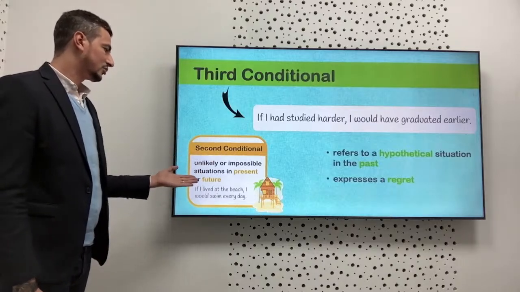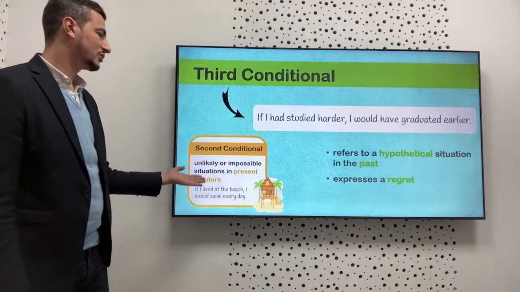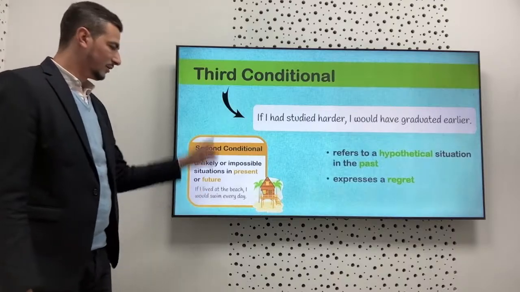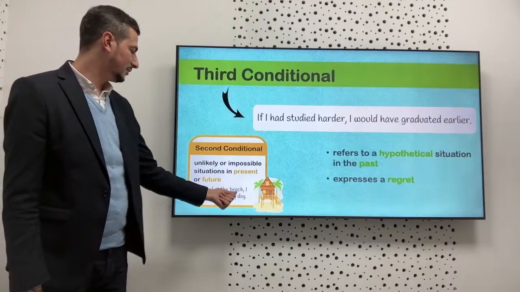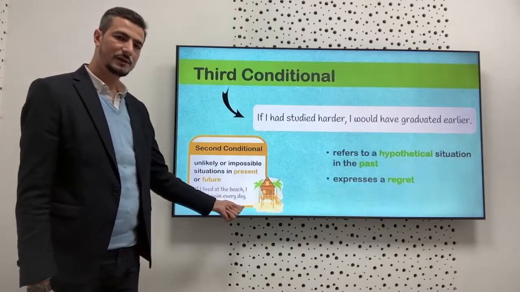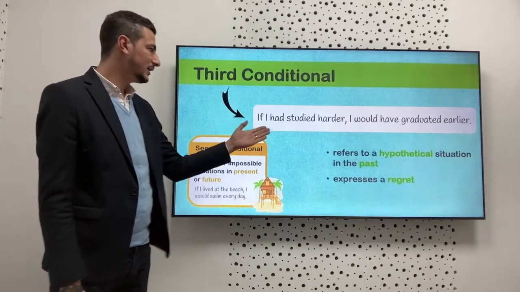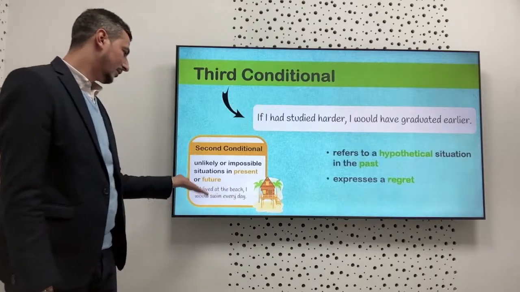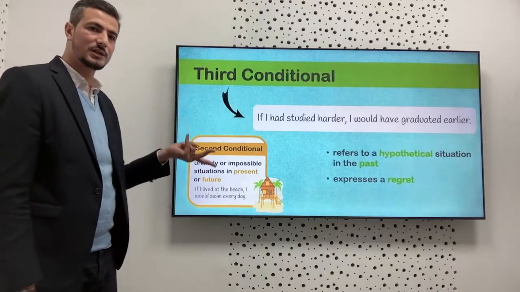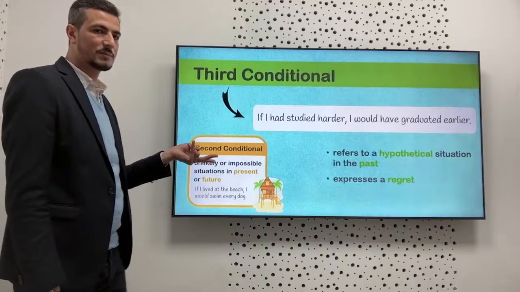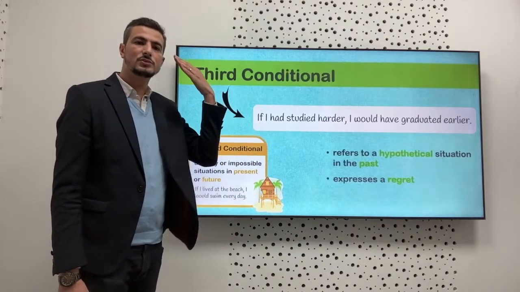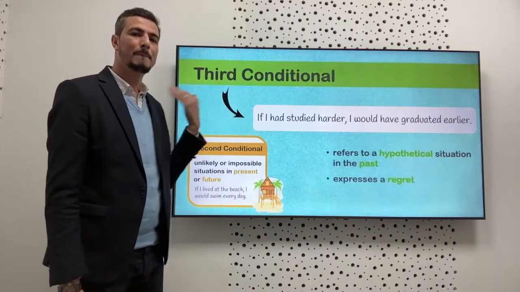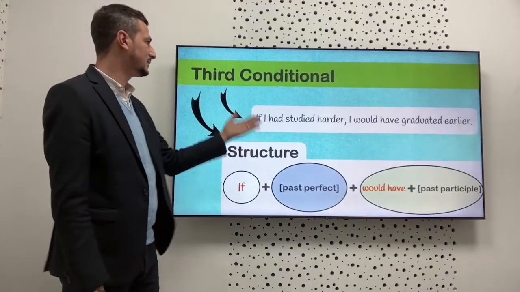Compared to the second conditional, which is about an imaginary situation about the present, let's go back to the example I gave earlier. If I lived at the beach, I would swim every day. But in here, this is about the present. I'm imagining a different scenario that is unlikely or just imaginary in the present. In here, I'm imagining a scenario that would have happened in the past. Let's take a look at this structure.